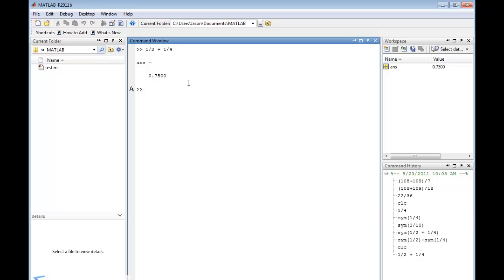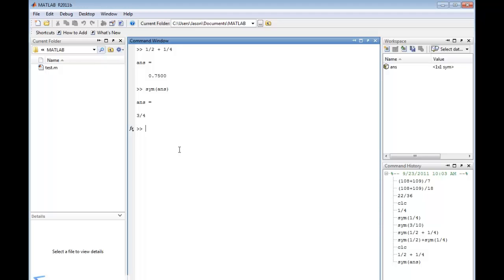Now notice, if I do SYM, open it up, and type in the last answer, remember the last answer, ANS, is a variable. It's right over here. The current value of last answer is 0.75. I can use ANS in any calculation that I want. So in this case, I'm going to take ANS, which is 0.75, and I'm going to throw it into the SYM function, and what I get is a fraction, 3/4. So that is really, really neat.